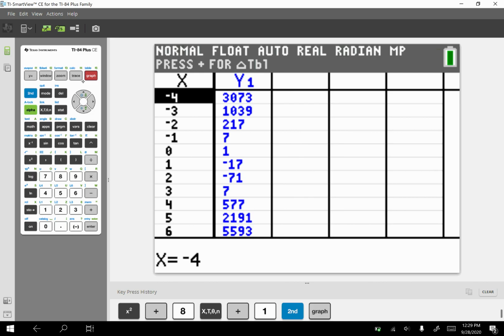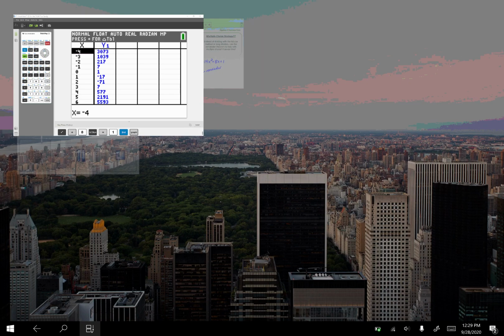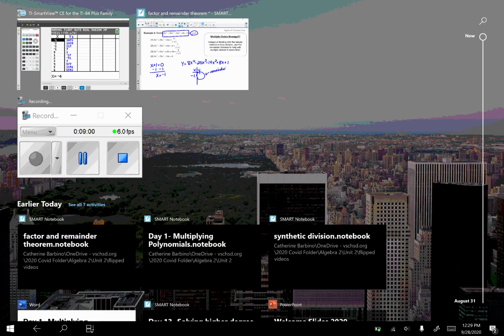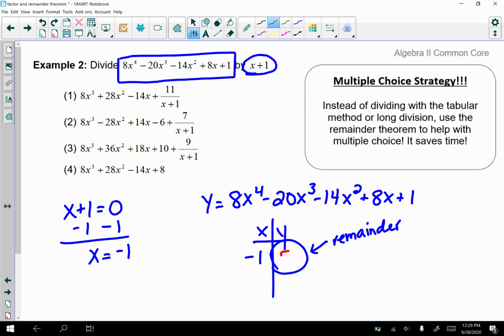I'm looking at negative 1. At negative 1, my y value is 7. So that means that 7 is my remainder. Look at your answer choices. Here is your remainder of 7. So my answer is choice 2.